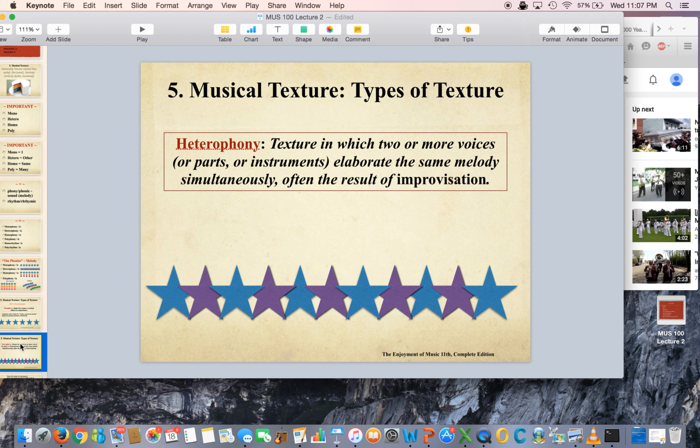The next one, heterophony. This is a musical texture in which two or more voices or parts or instruments are elaborating on the same melody simultaneously. This is often the result of improvisation, like jazz. So I'm playing blue stars and you're playing purple stars, but we're both playing stars. So we're both playing the same melody, but I'm going to do it a little bit different than you are.